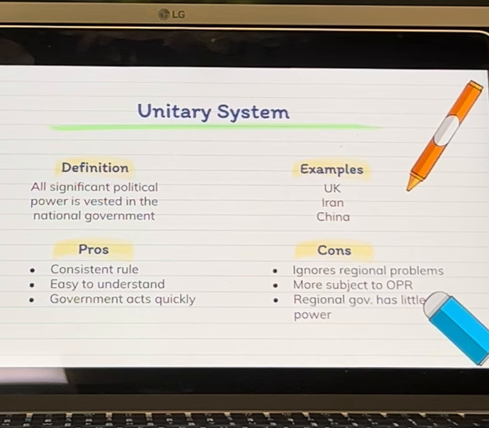It's more subject to one-party rule because you only have to take over the federal government. There's nothing else you have to worry about, and the regional government has little power. I don't really know why that's a con because it's literally the definition, but that's what the lady who did my AP daily video said.